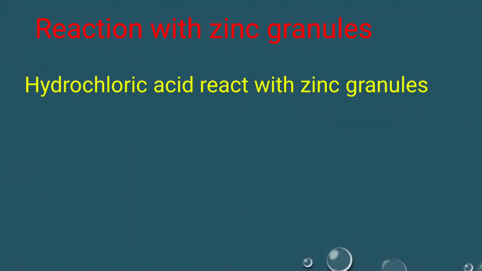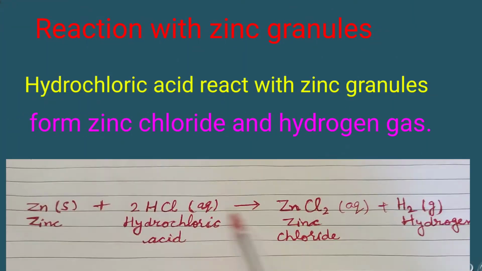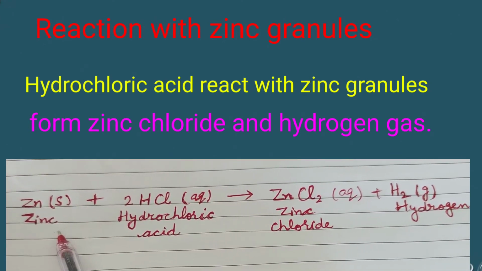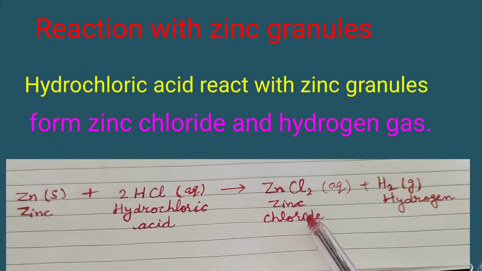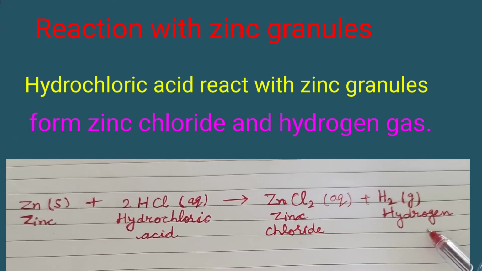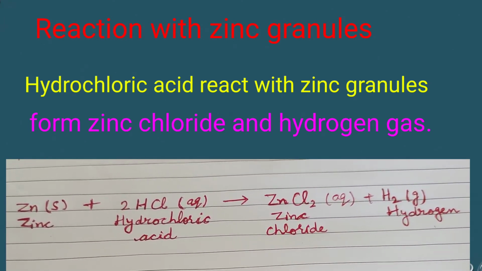Reaction with zinc granules. Hydrochloric acid reacts with zinc granules and forms zinc chloride and hydrogen gas. Zinc granules react with hydrochloric acid. It forms zinc chloride and hydrogen gas.